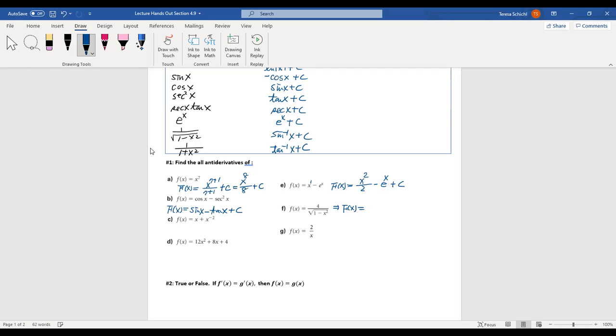Now this one here is also basically just applying the formula. Remember, what has a derivative that gives you 1 over the square root of 1 minus x squared? We say it's arcsine. That's right, so it's arcsine here.